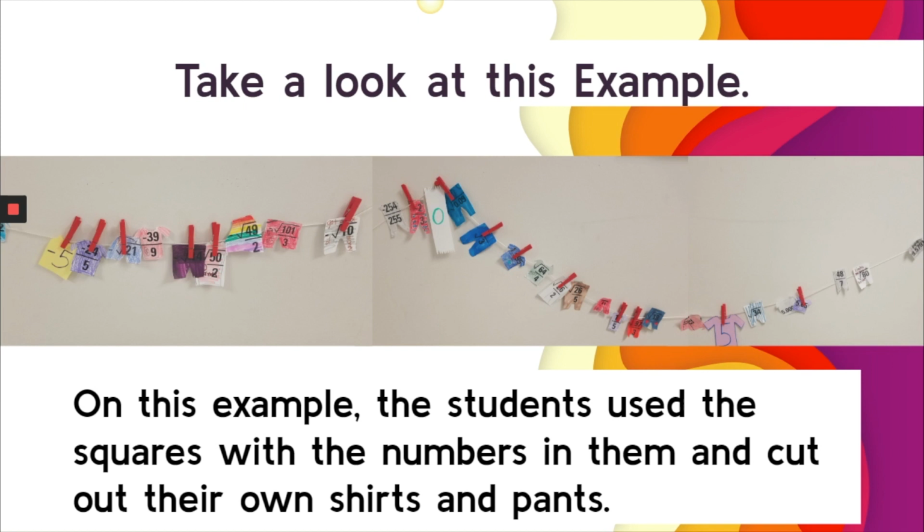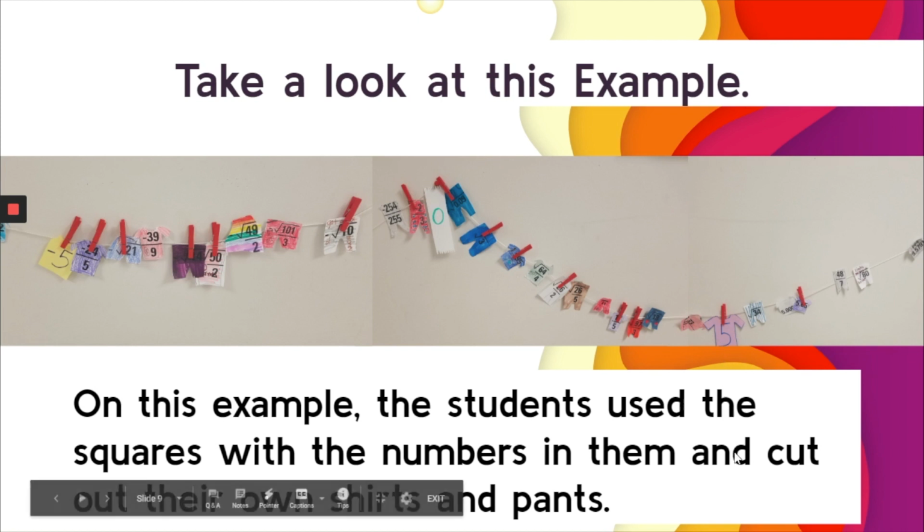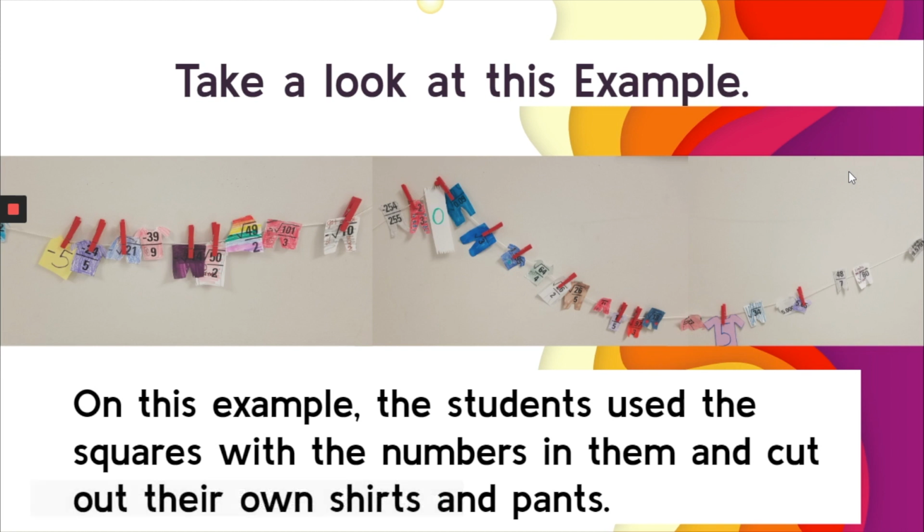So let's take a look at this example. Here you can see there's a 0 located towards the center. To the left, -5 and to the right, +5. And on this example, I had the students just take the number squares and cut them in the shapes of either pants or shirts, as opposed to cutting the numbers out and gluing it on the article of clothing.